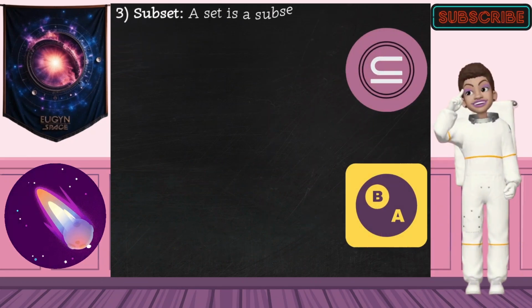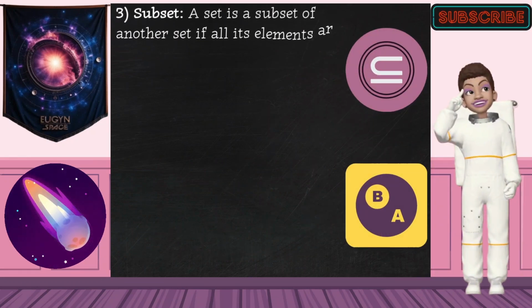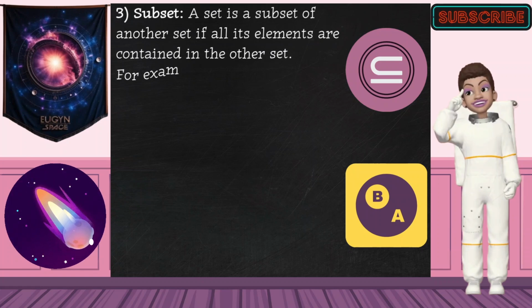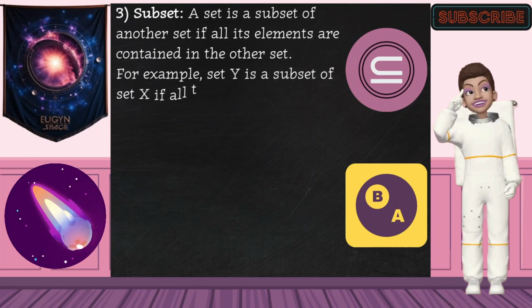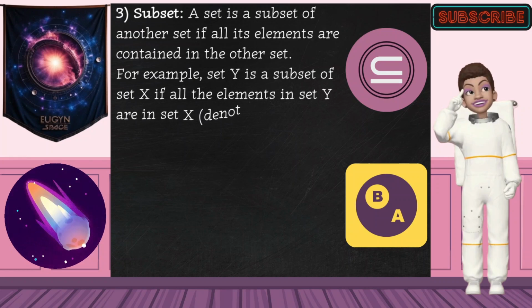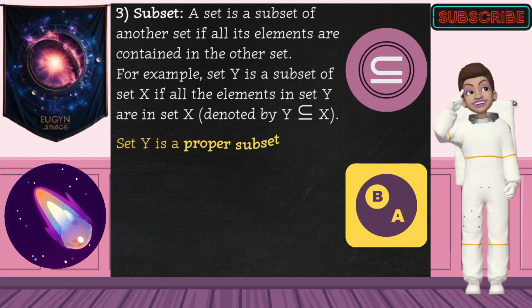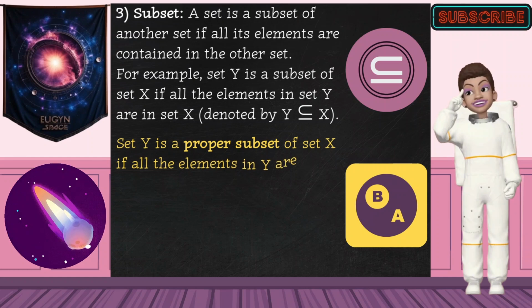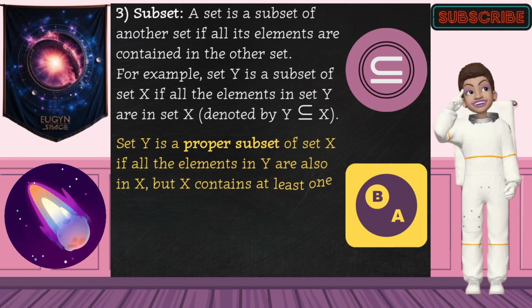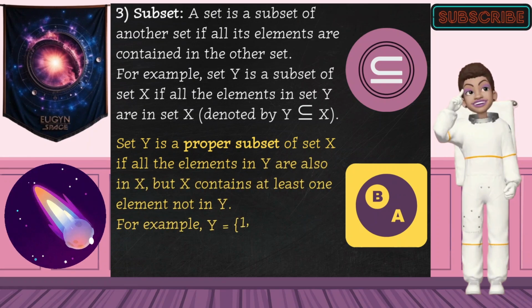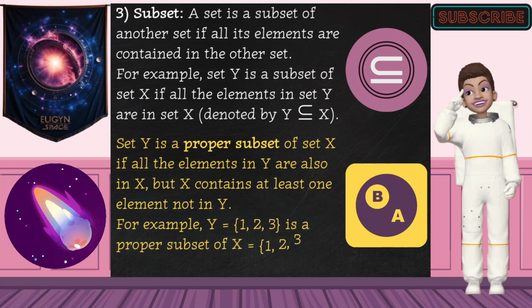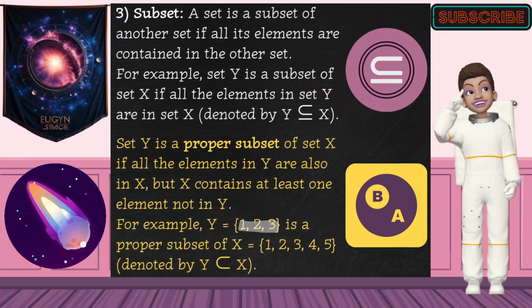3. Subset. A set is a subset of another set if all its elements are contained in the other set. For example, set Y is a subset of set X if all the elements in set Y are in set X. Set Y is a proper subset of set X if all the elements in Y are also in X, but X contains at least one element not in Y. For example, set Y with elements 1, 2, 3 is a proper subset of set X with elements 1, 2, 3, 4, 5.